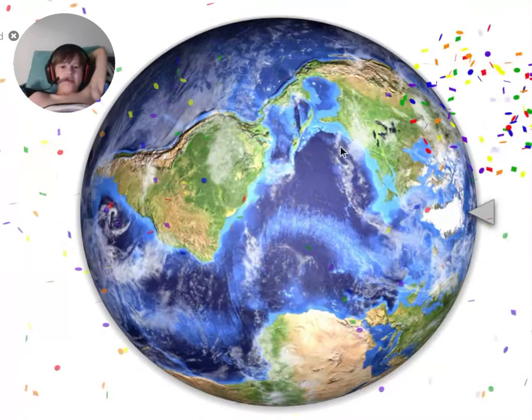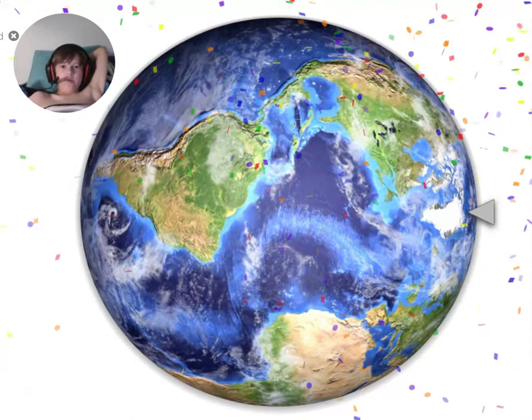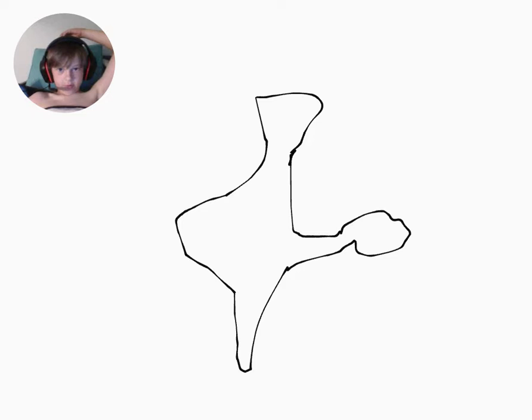Now do we just get to see the globe? Yes, we do. Alright, so, South America. Easy. First of all, start off by doing the big area there. Oh, I did it too big. What happened? Oh no, it doesn't work. Okay, there we go.